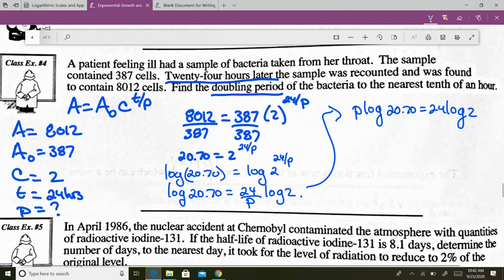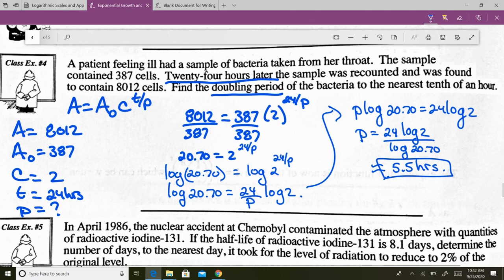What am I trying to solve for? P, so divide off the log 20.7. And if you punch that in your calculator, you should get about 5.5 hours, which is the time it takes for the bacteria to double. I would punch that in your calculator just to make sure. I'm going to ask you to do that on the test, so you might as well just practice it right now.